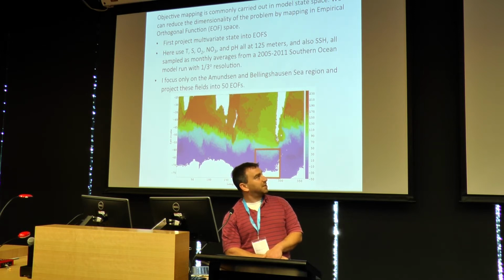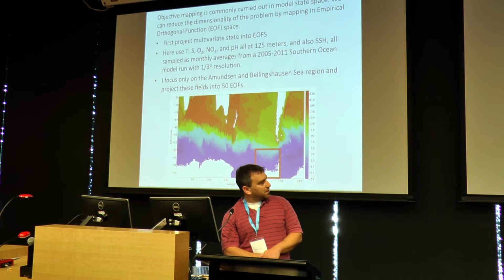variability of temperature, salinity. I've chosen a couple of variables here: oxygen, nitrate, and pH, all at just 125 meters, and also SSH. So these would be my EOVs. And I'm going to say what sampling strategy will then maximize that information about those variables.